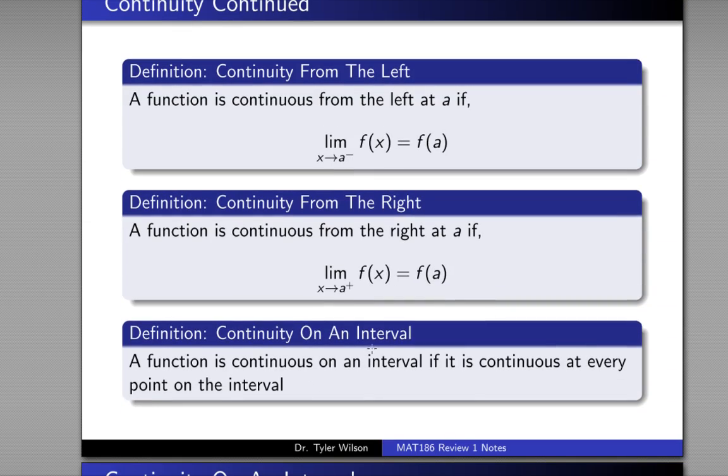And continuity on an interval: if we know that a function is continuous at every point on an interval, so every point between, say, -2 and -1, or -7 and 15, if we know that it's continuous at all of the points in there, then we say that it's continuous on that interval.